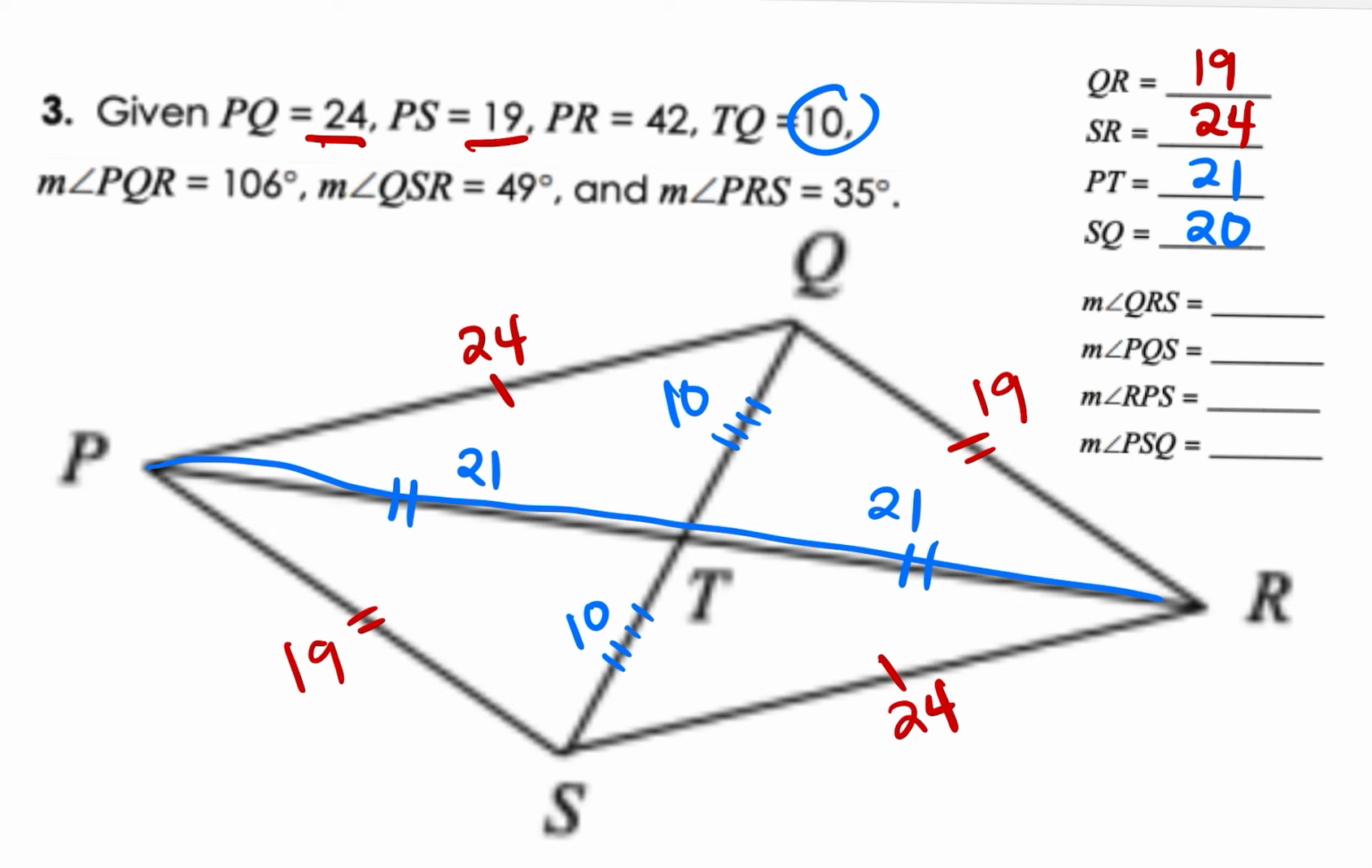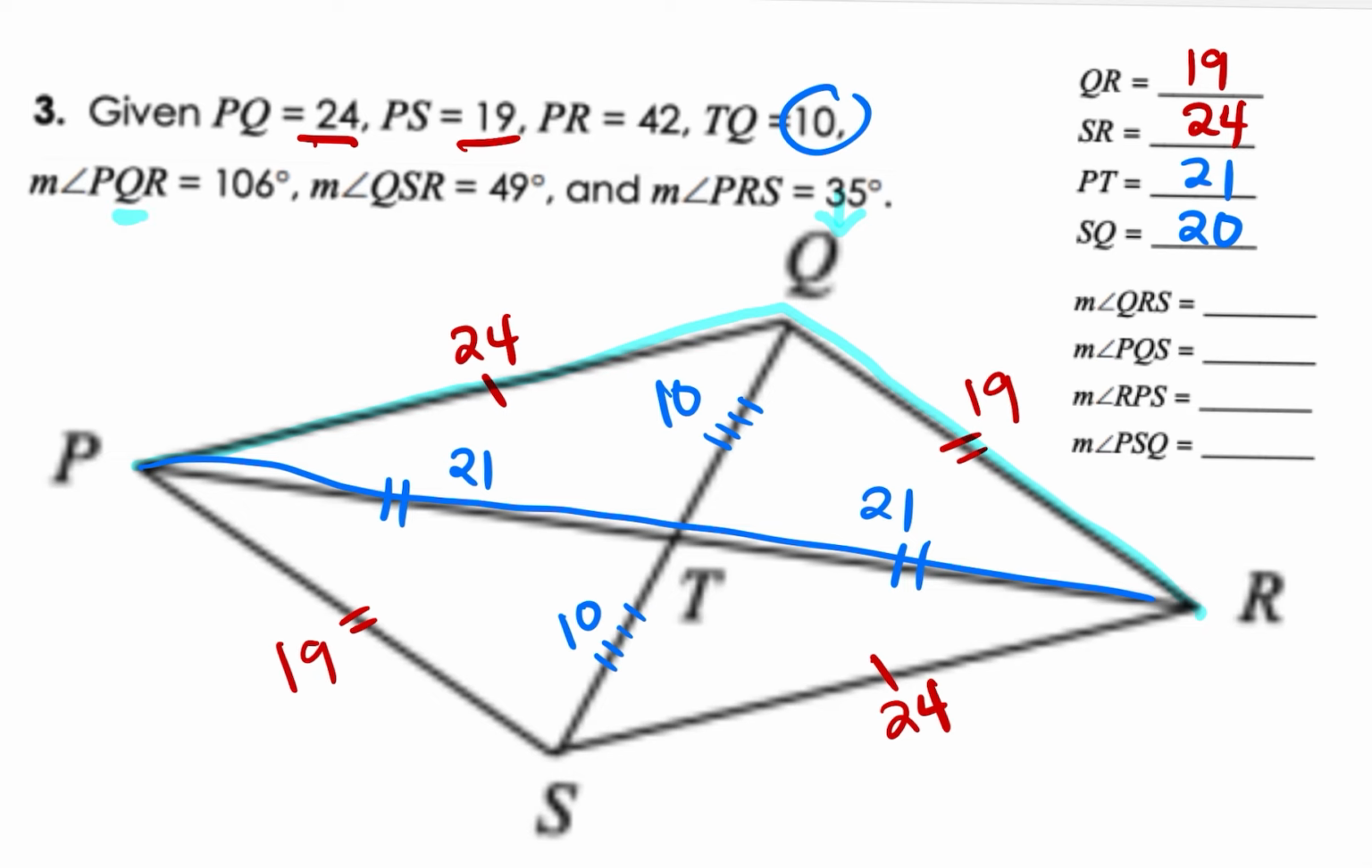Now we are going to be focusing on the angles. PQR, and so Q, which is the middle letter, measures 106 degrees. And so the properties of a parallelogram state that opposite angles are congruent. So if Q is 106, then therefore angle S is also 106 degrees.